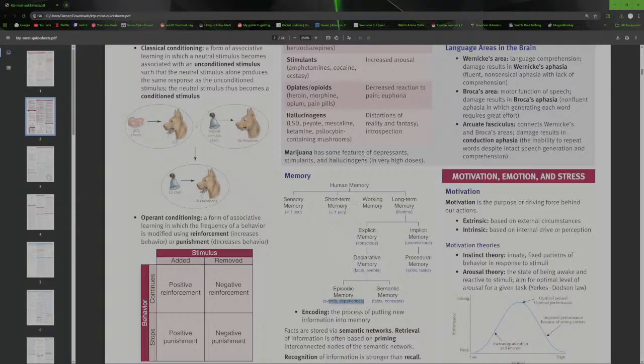Now, going all the way back up to implicit memory, this is our unconscious memory. So we tend to focus on procedural memory, like skills and tasks, such as riding a bike, knowing how to use a fork and spoon. You're not aware that you know how to do these things. You just do.